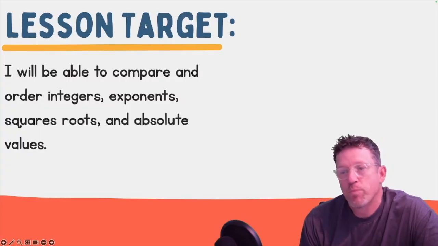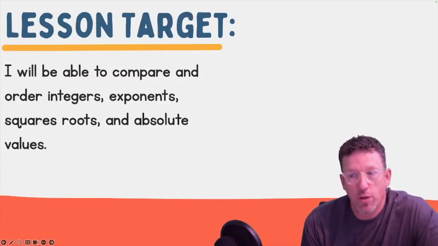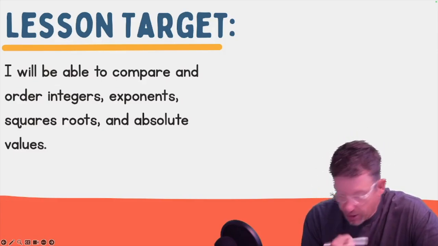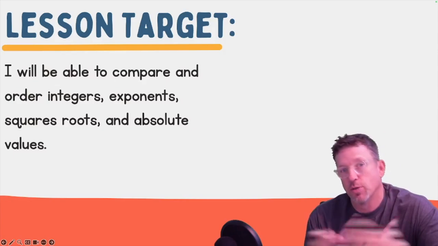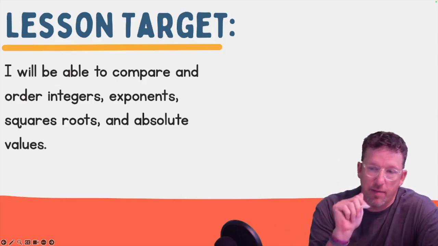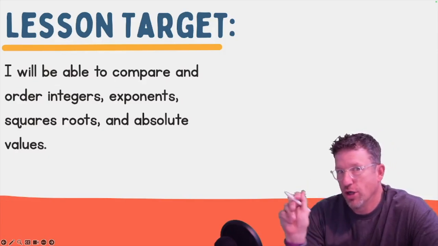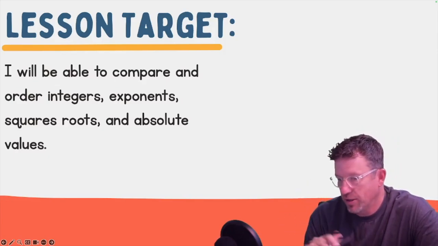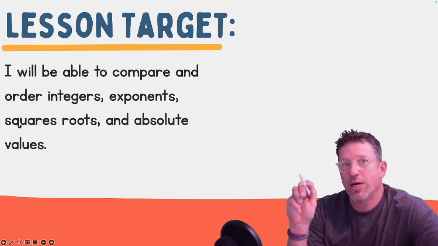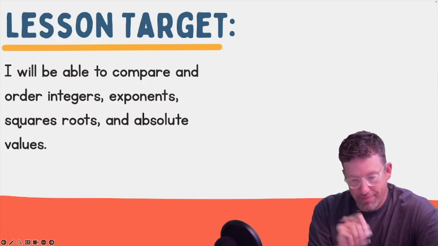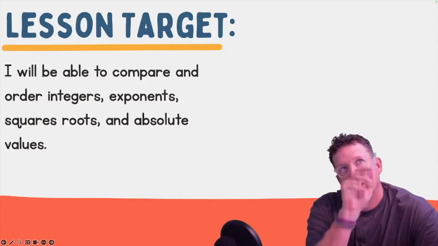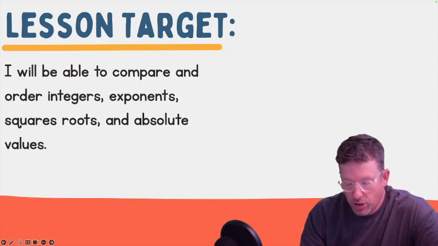So today, compare and order integers, exponents, square roots, and absolute value. We're going to talk about comparing them, which means which one's bigger, which one's smaller. And we're going to talk about ordering them, like putting them in order from the smallest to the largest or largest to the smallest. We have fun little vocabulary words about those. Ascending order means you start at the bottom, the small, and work your way to the top. Descending order means start at the top, the big numbers, and work your way down.